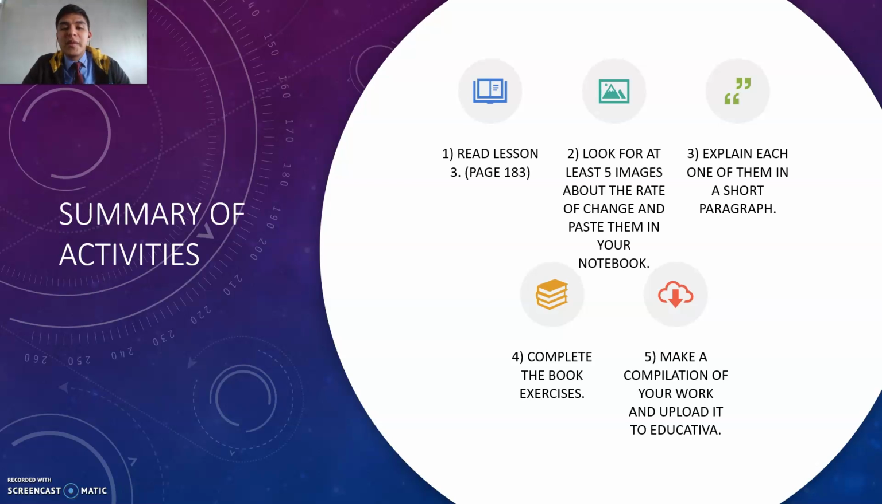Number 1, read lesson number 3. Focus a little bit more on page 183. And number 2, look for at least 5 images about the rate of change and paste them in your notebook. Number 3, explain each one of them in a short paragraph. Number 4, complete the book exercises. And lastly, number 5, make a compilation of your work and upload it to Educativa.